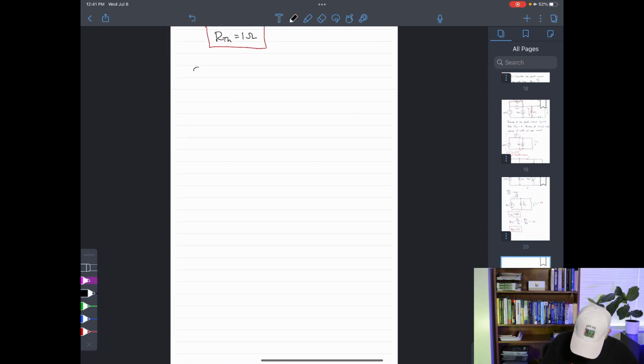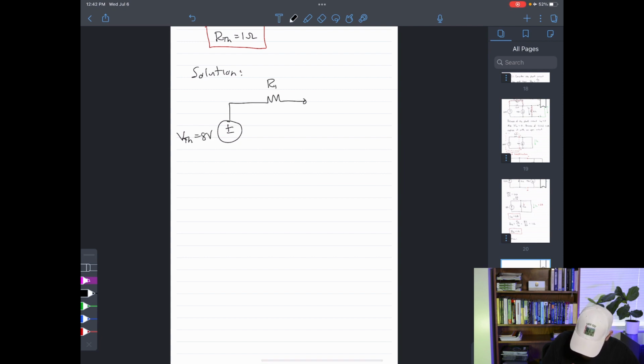Our solution to finding the Thevenin equivalent circuit with a dependent source consists of a voltage source, where this is the Thevenin voltage, 8 volts. The Thevenin resistance, we just found to be 1 ohm. We have our terminals A and B. This is what we wanted. So once again, hooray, we solved the problem.